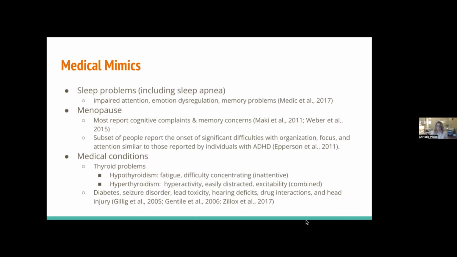Some other important medical conditions to keep in mind: thyroid problems, which is a big one just for psychological comorbidity in general. But also head injuries, diabetes, lead toxicity, all of these things can make people appear more distractible, can make it difficult to listen in conversations, right? There's a lot of complexity here.